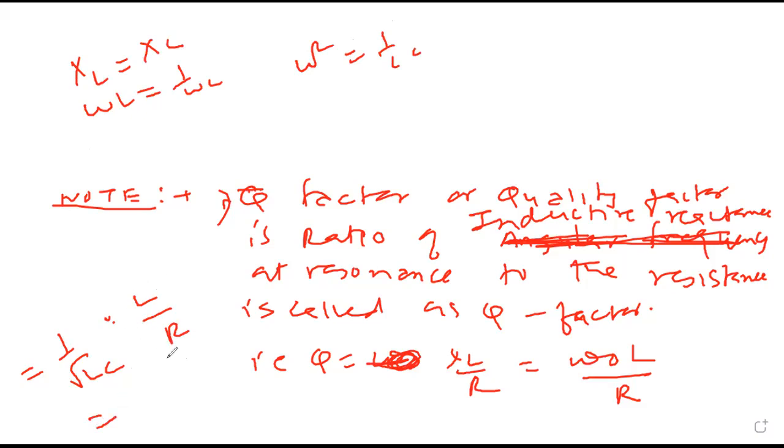If you bring L inside the root, then can I say it is root of L square upon LC into 1 by R. One L gets cancelled. So 1 upon R root of L by C is the quality factor. Just write it for your information. Actually, they have not included it now in the syllabus, so those who are not trying for entrance need not prepare.